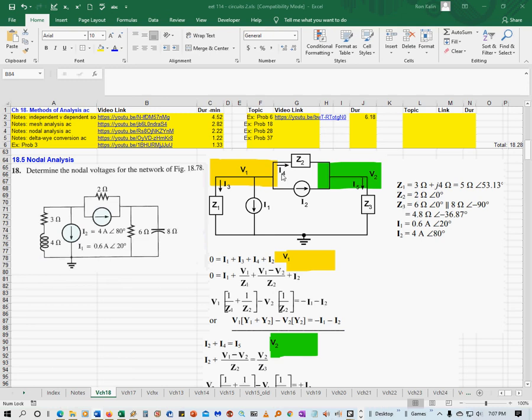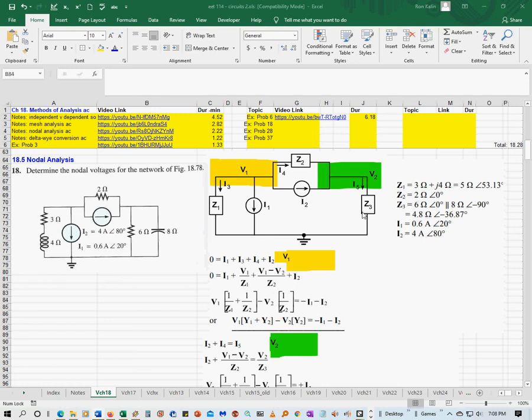So I highlighted them here. This is V1, V2, yellow and green. And then this is a nice block diagram showing this impedance here, which is these two impedances in series. And then this independent current source is shown here, and then another independent current source. And another impedance, which is this resistor here. And another impedance, which is these two impedances combined in parallel.